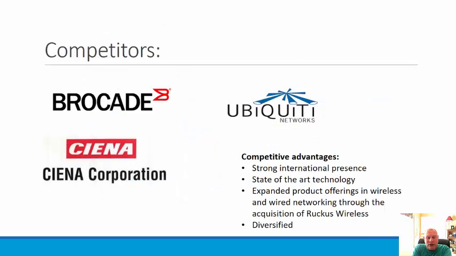There are the competitors. The three big competitors are Brocade, Ciena, and Ubiquiti. What is their competitive advantage? They have a strong international presence. They have state-of-the-art technology. They're expanding their offerings in wireless and networking through the acquisition of Ruckus Wireless, and they're very diversified. So that's what they are.